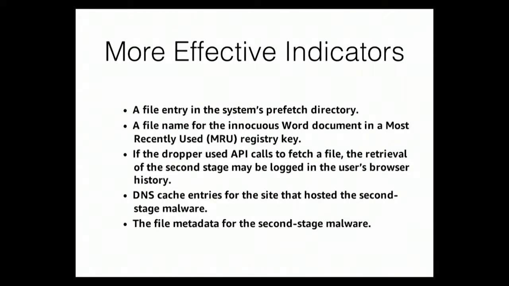So a more effective indicator will be the persistence mechanism. The prefetch directory records the last 128 programs that have been launched on that machine and is typically not cleared, so it persists for quite a while after the dropper has run. Most recently used documents also persist for a while, so those would be better. You might find something in the browser history if they fetched a file over the internet, or the DNS cache, or metadata for the second stage malware. These are better things to look for.